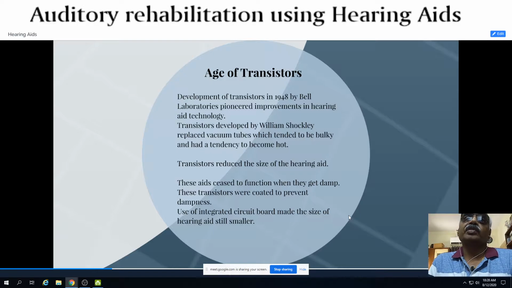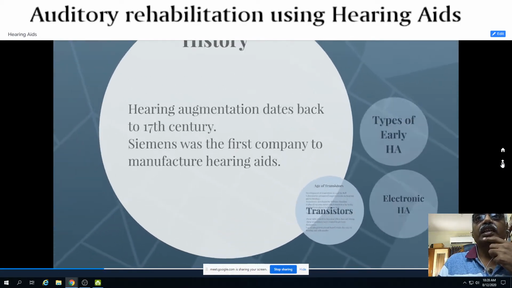and improving its efficiency. And the problem with these transistors was that the aids made using them stopped working the moment the hearing aid got damp. Even sweat is enough to make the hearing aid damp. So that created a lot of problems. Later they started coating these transistors with a material that could stop the moisture from hampering the functioning of the transistor. And then the use of the integrated circuit, or IC, made the size of the hearing aid even smaller.